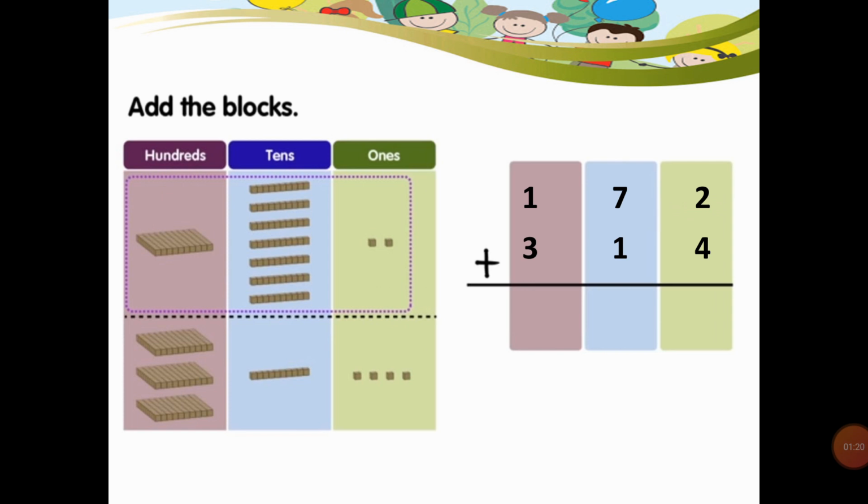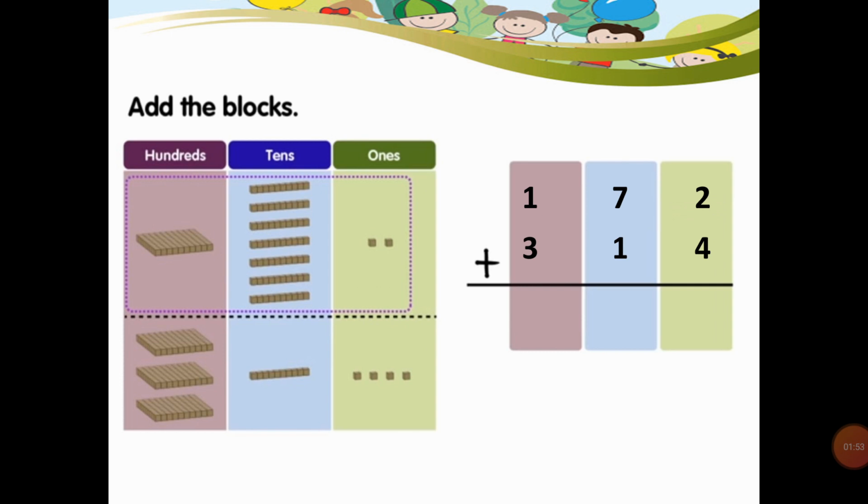And in the same way, one bar of tens has 10 small boxes in it. That means one bar of 10 is equal to 10. So students, here we have one block of 100, that means we have 100. So we will write 1 in the hundreds column. And we have 7 bars of tens, that means we have 7 tens. So we will write 7 in the tens column. And we have 2 units. So we will write 2 in the units column.